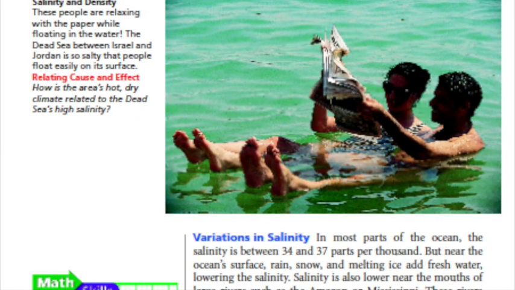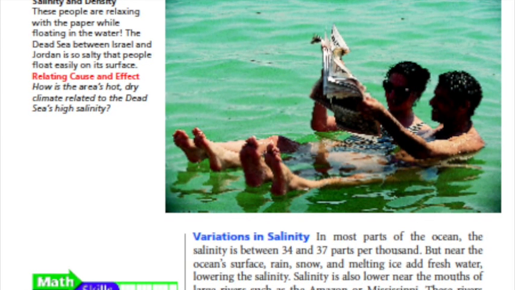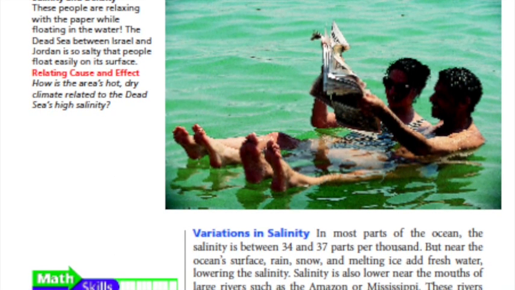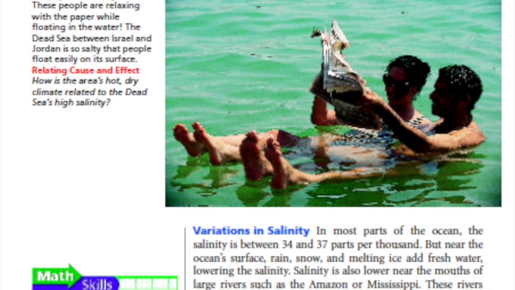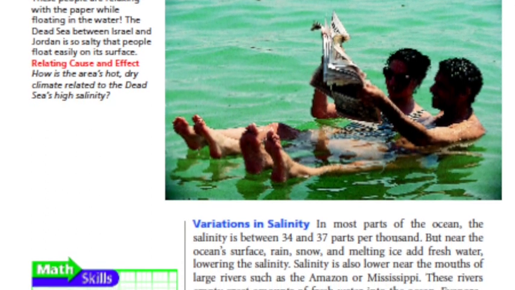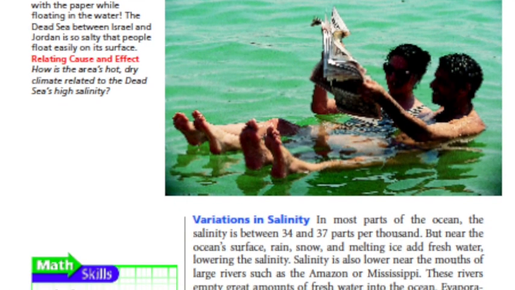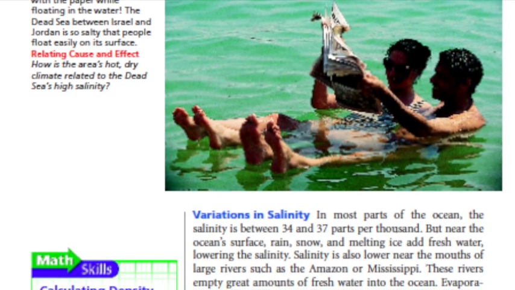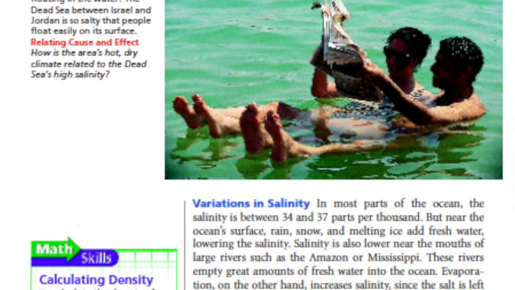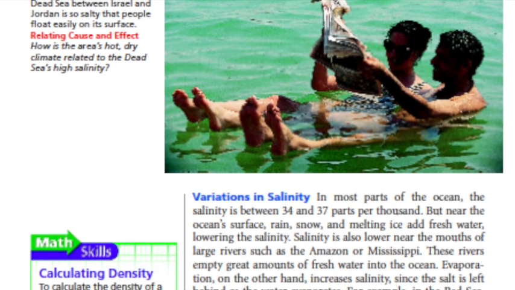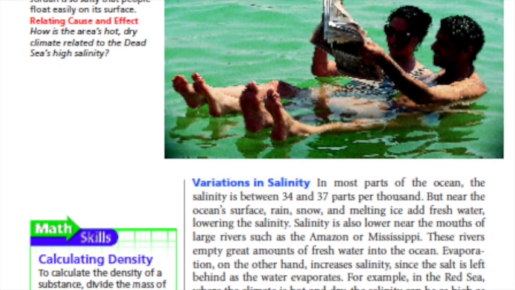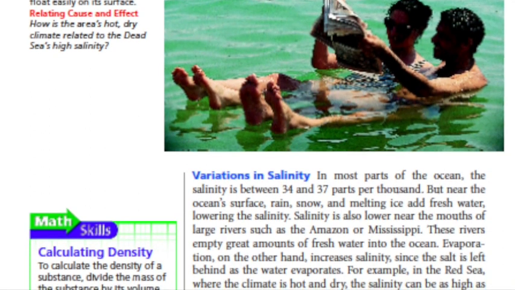Variations in salinity. In most parts of the ocean, the salinity is between 34 and 37 parts per thousand, but near the ocean's surface, rain, snow, and melting ice add fresh water, lowering the salinity. Salinity is also lower near the mouths of large rivers such as the Amazon or Mississippi. These rivers empty great amounts of fresh water into the ocean. Evaporation, on the other hand, increases salinity, since the salt is left behind as the water evaporates.